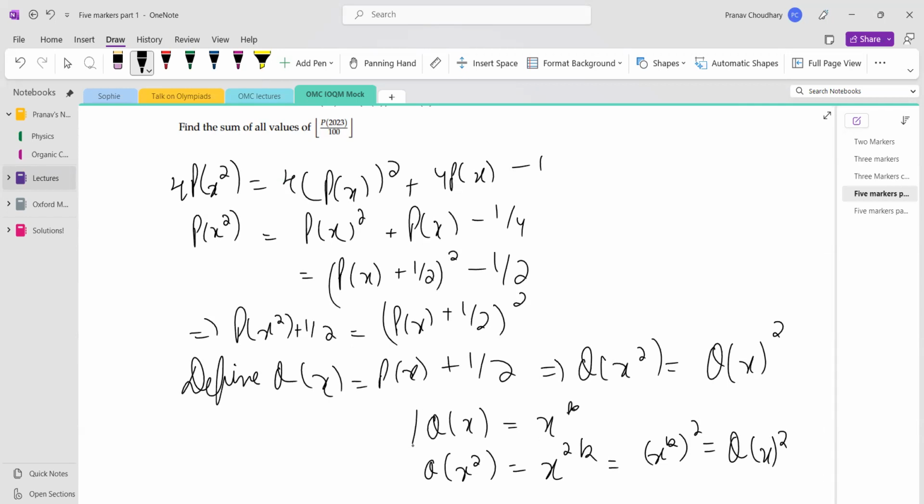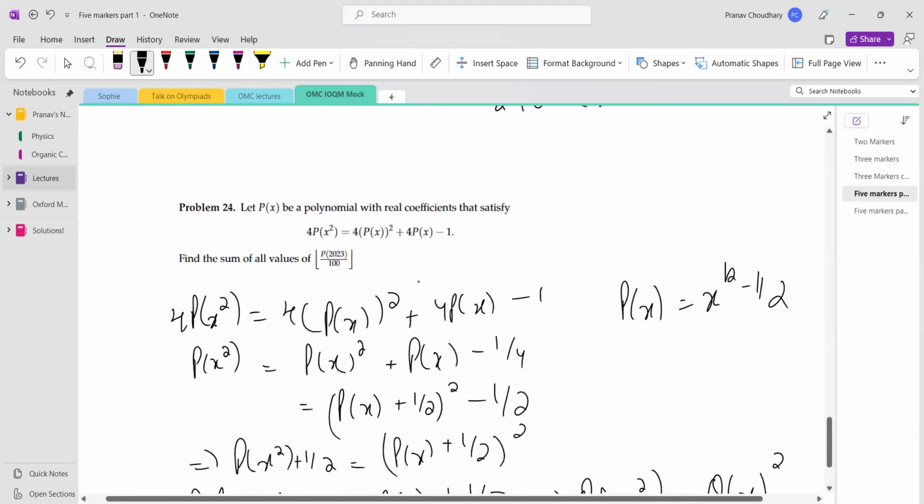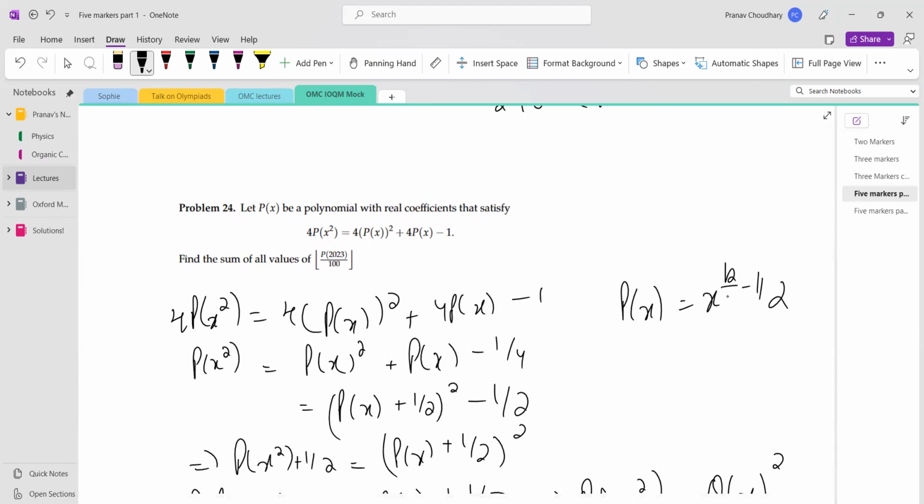So basically all functions Q of x equals x to the power k work, which means P of x must be x to the power k minus half. We have to find the sum of all values of P of 2023 over 100. Now the issue here is, if you take k as any value, P of 2023 is 2023 to the power k minus half.